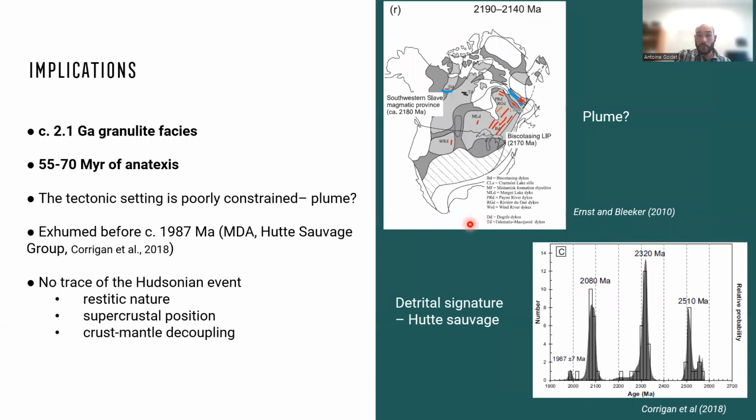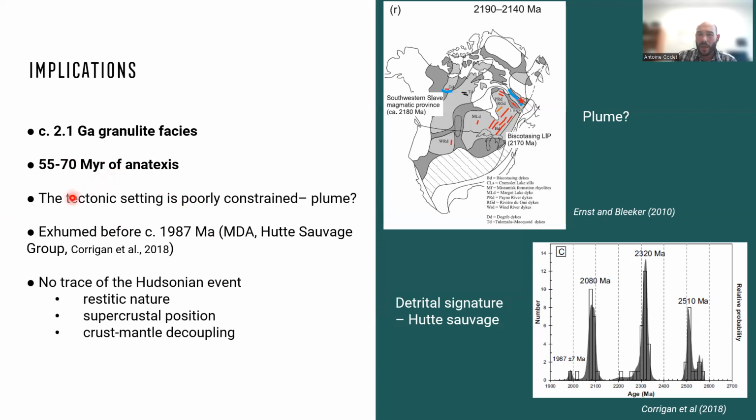So the implications for that first part I wanted to talk about today. First, we dated the granulite facies at 2.1. So 2.1 is not that usual in the Trans-Hudson, so it's pretty cool. We were able to estimate the duration of anatexis from 50 to 70 million years. So these rocks have been in suprasolidus conditions for a long time.